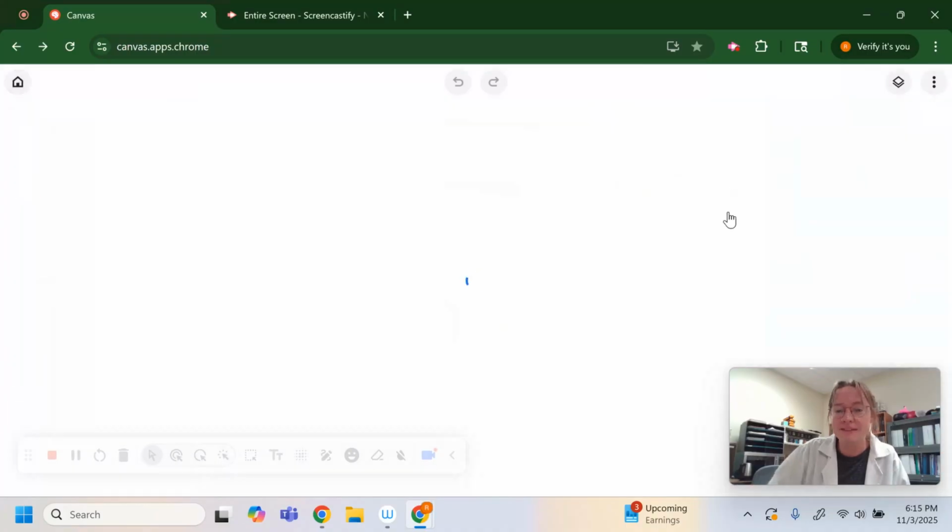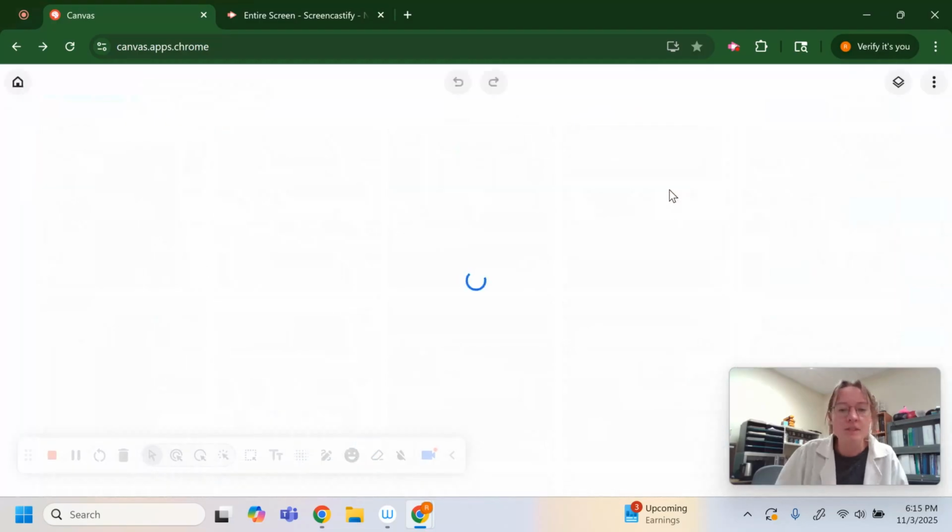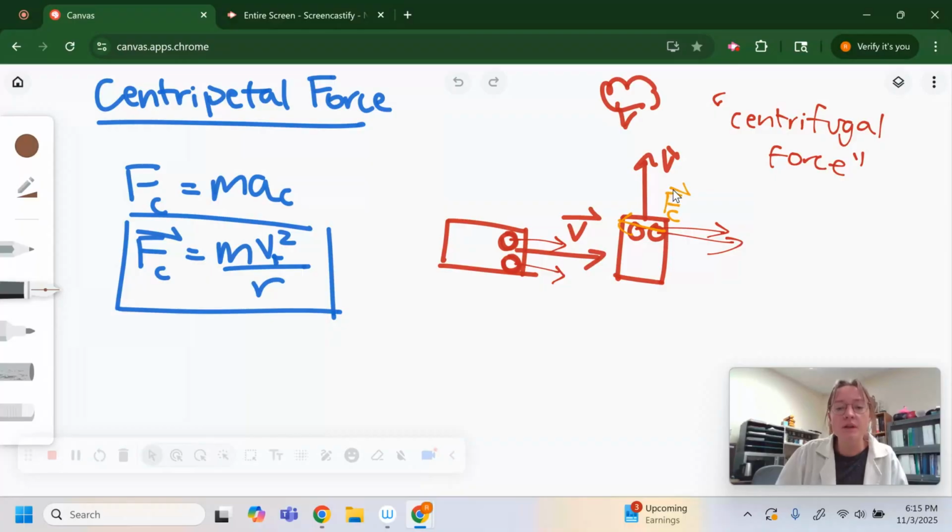That's embarrassing. So we talked about how lots of things can be centripetal forces. Gravity can be a centripetal force. The tension in a string can be a centripetal force. Friction between tires and a road can be a centripetal force. It's really any kind of thing that causes something to go in a circle.